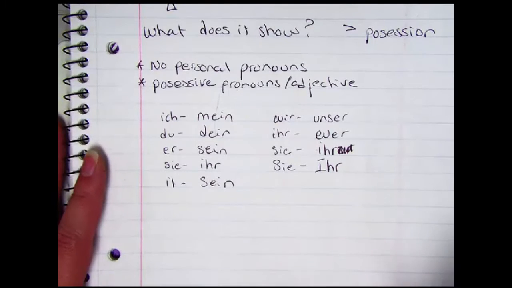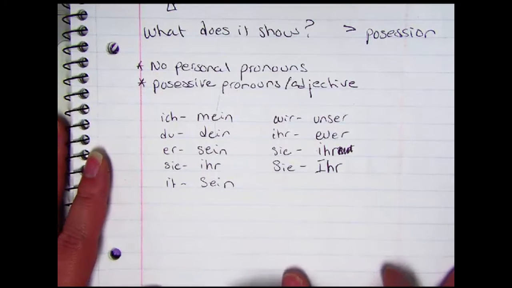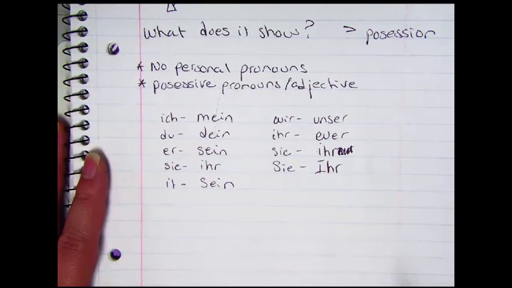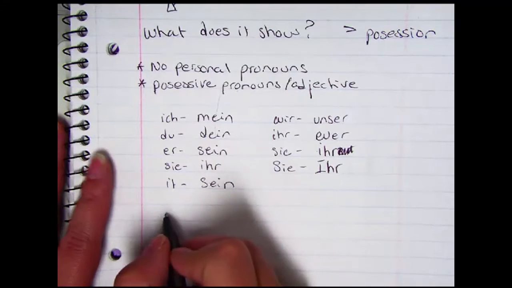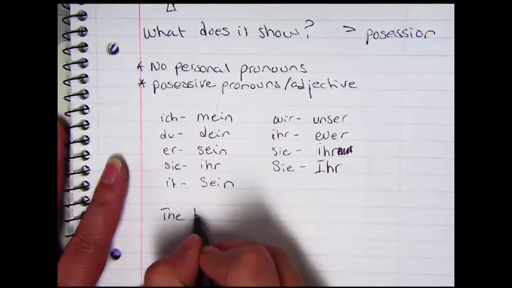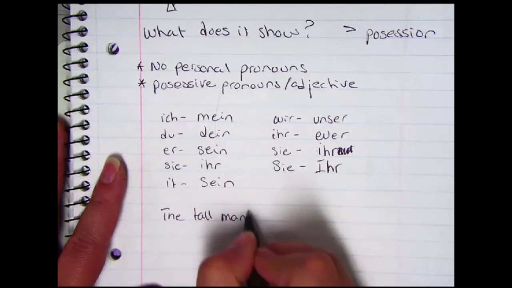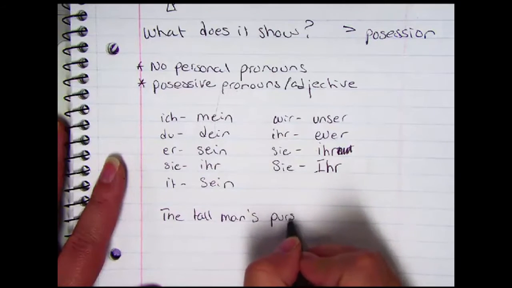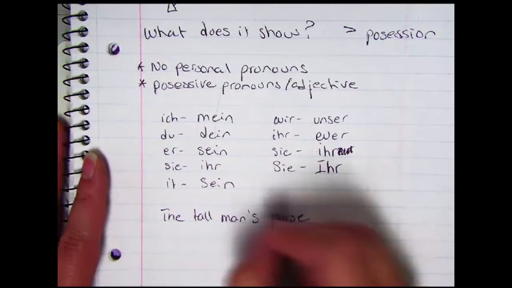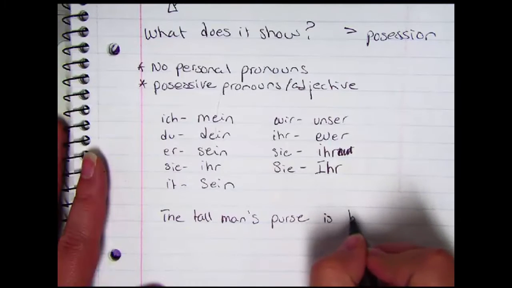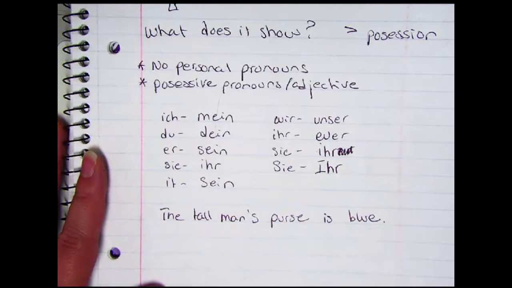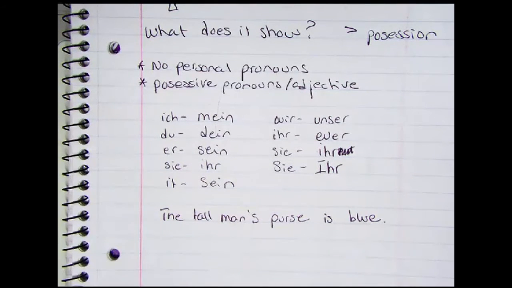So, the thing that I really want to focus on is how you structure sentences when you have the genitive case. So you may have something like, I'm going to start with an English sentence just to make sure. You may have something like, the tall man's purse, he's got a man purse, is blue. The tall man's purse is blue. So we have possession in that sentence.